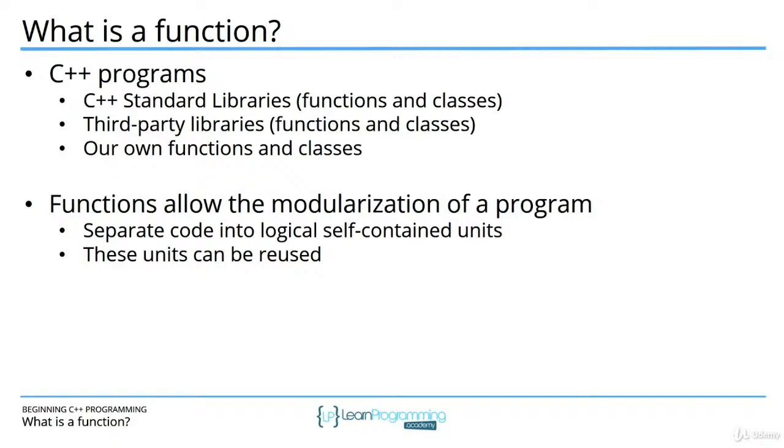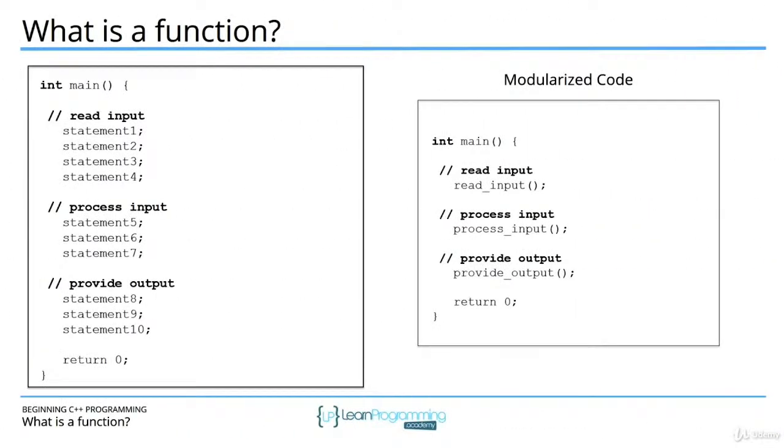Let's see a simple example. On the left-hand side of the screen, you can see a program written in the way we've been writing them up to this point. Lots of statements, one after the other. Some of these statements might be if statements, some might be looping statements, but you can see that this program has three logical sections, one for input, one for processing, and one for output. But everything's in the main function.